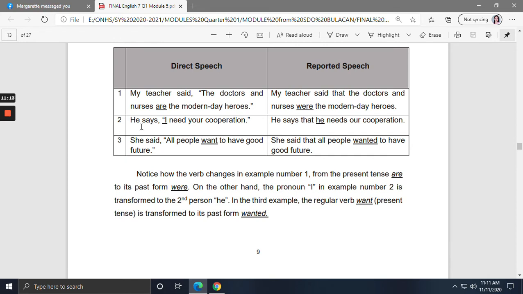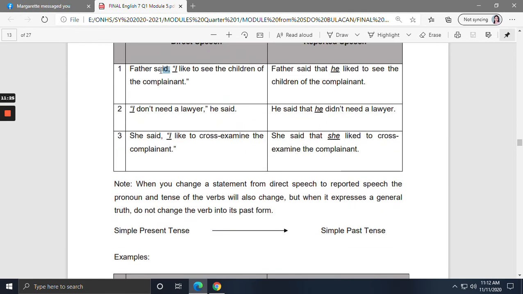Next, he says, I need your cooperation. So what are we going to do? If you will notice, this one is different because a while ago we used said. In this example, we use says.